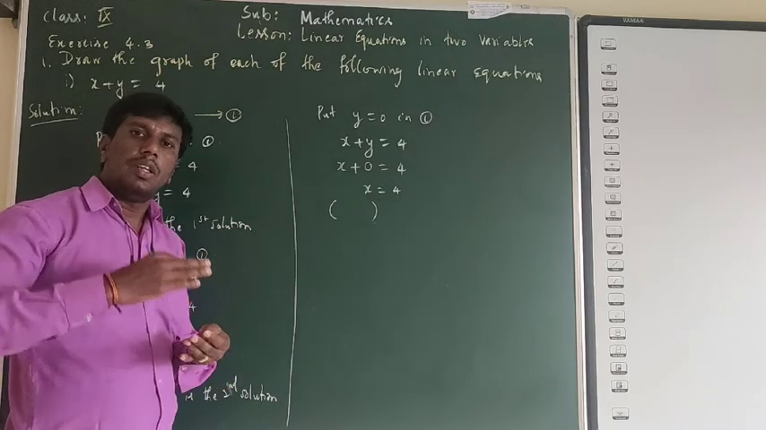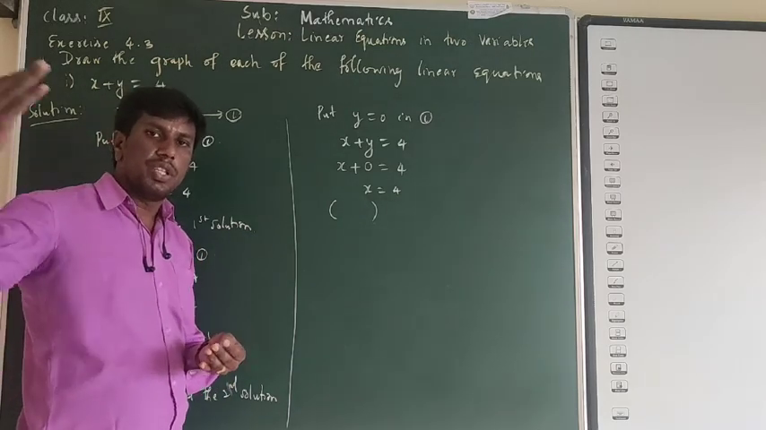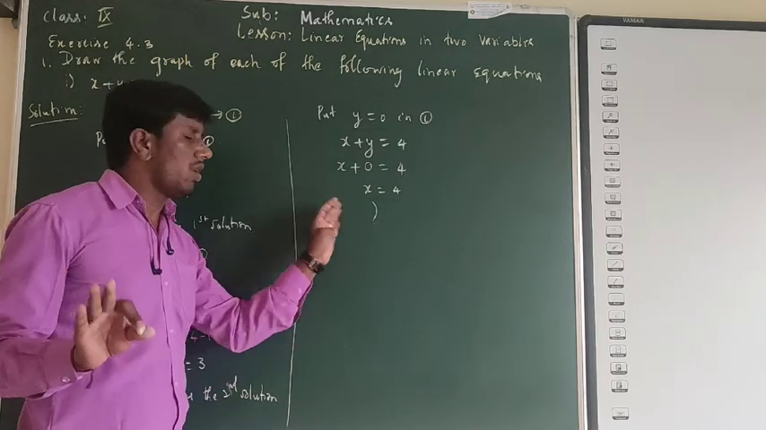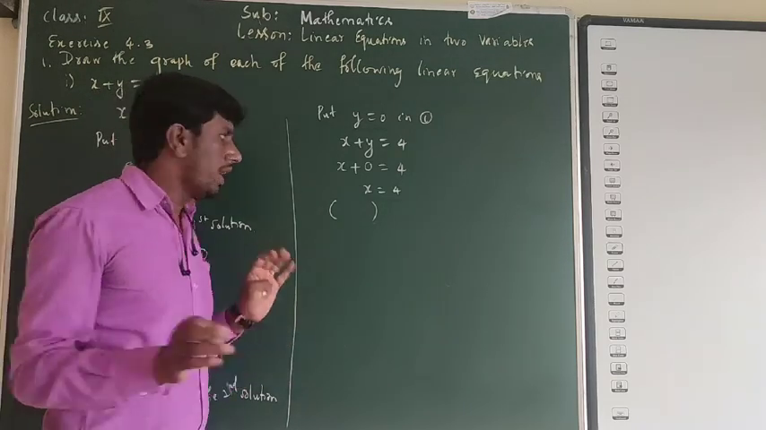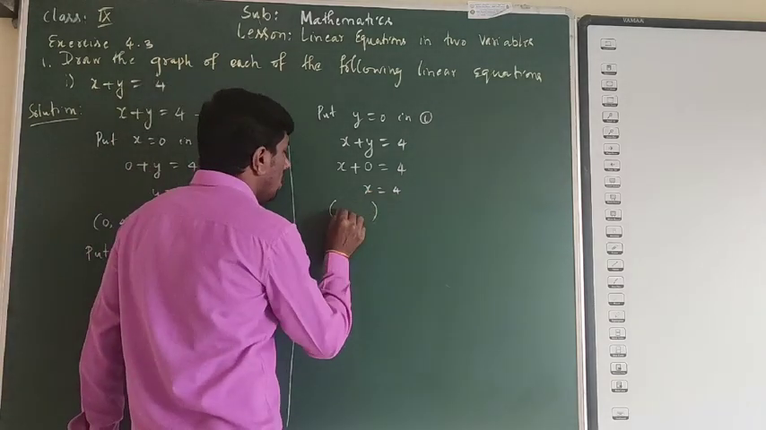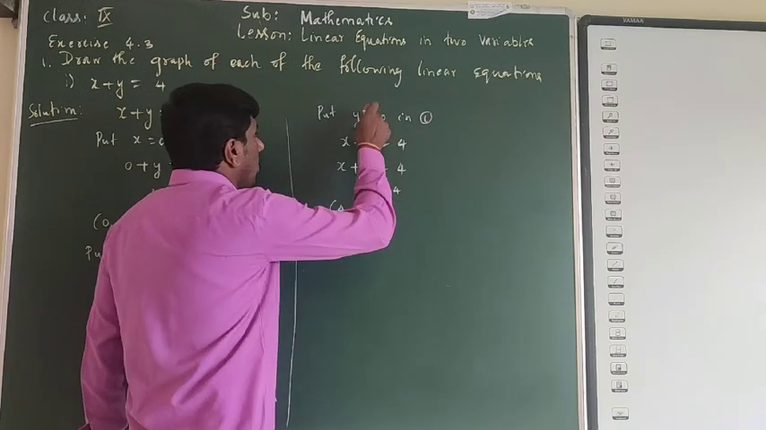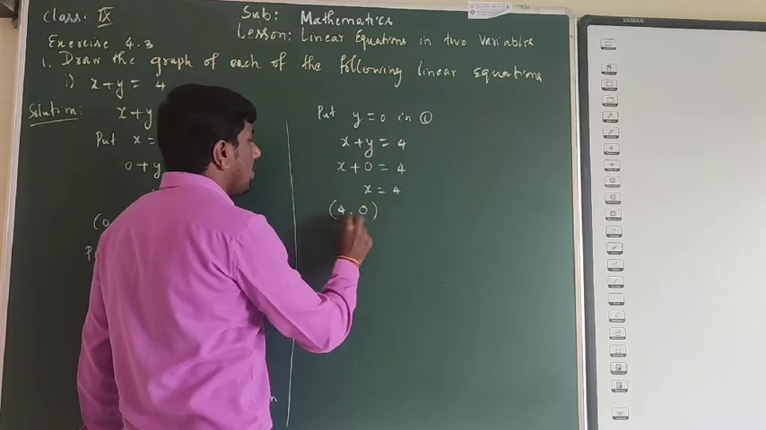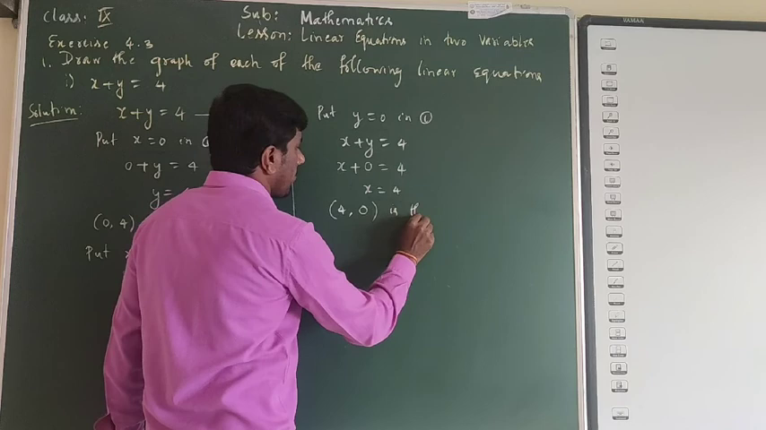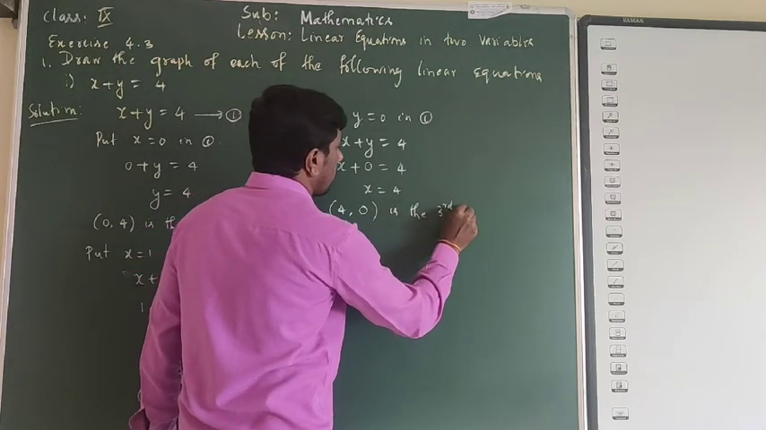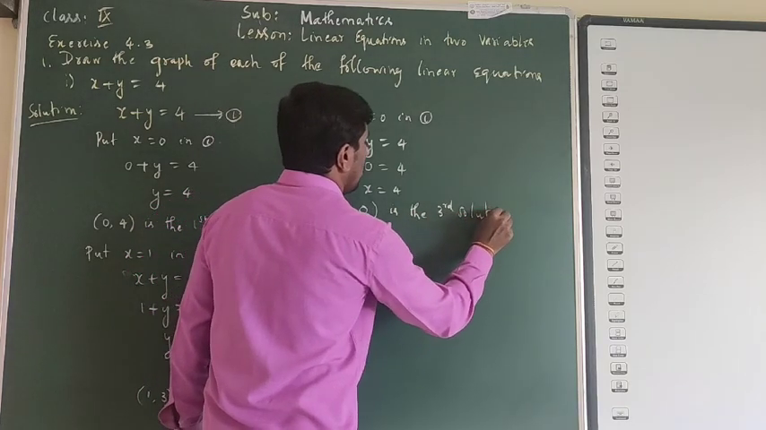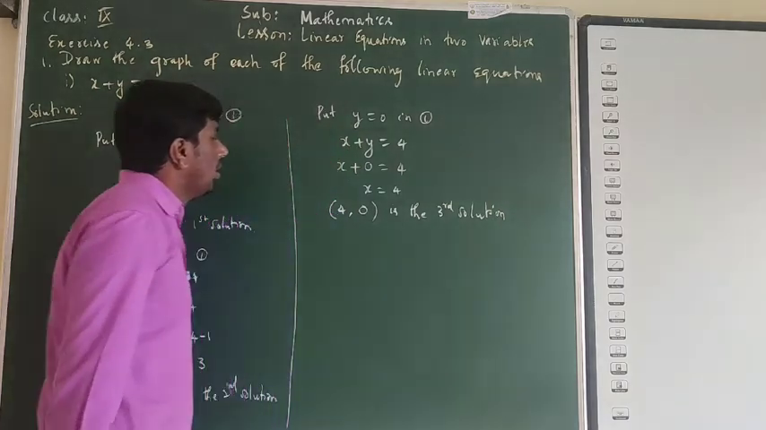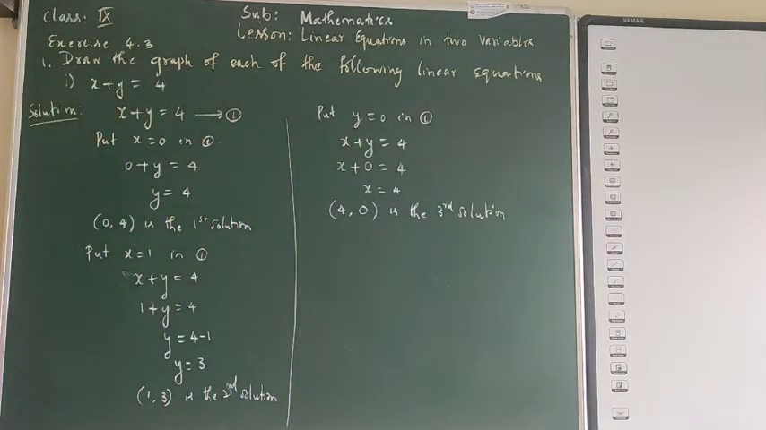Even if you go for PUC or degree, it is the same there also. First will be the x value. So what is the x value? 4. For the y value, 0. So 4, 0 is the third solution. Clear? So what are the three solutions we are getting?